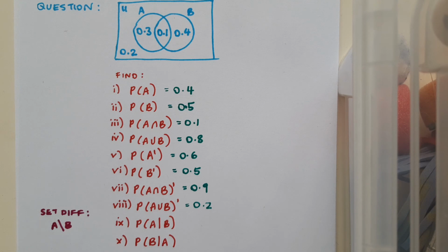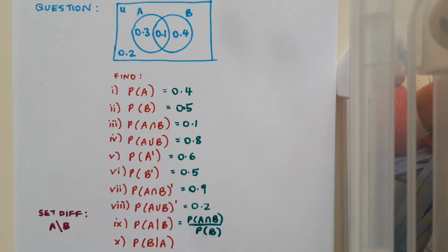And of course, the minute I see conditional probability, I think of my formula, which in this case would be the probability of A intersection B over the probability of B. Those values are easy to access. A intersection B is 0.1, and the probability of B is 0.5. I can write my answer as 1/5 or 0.2.